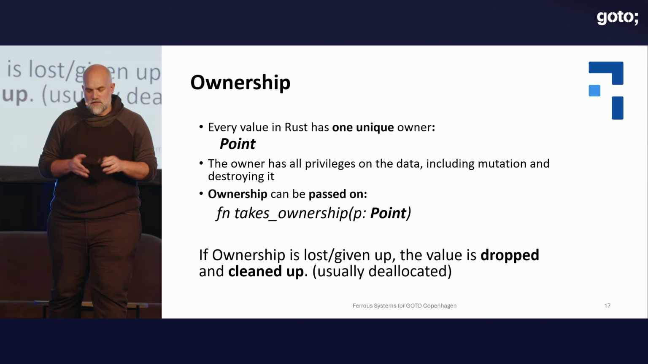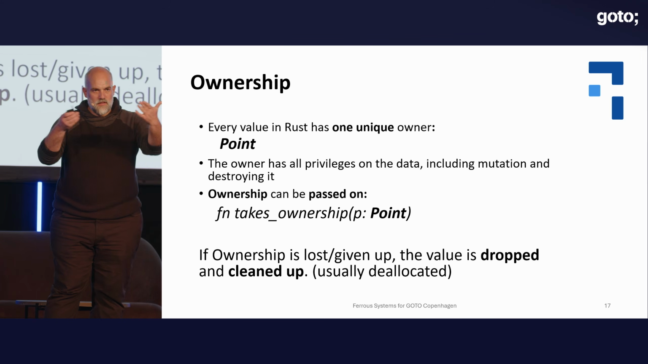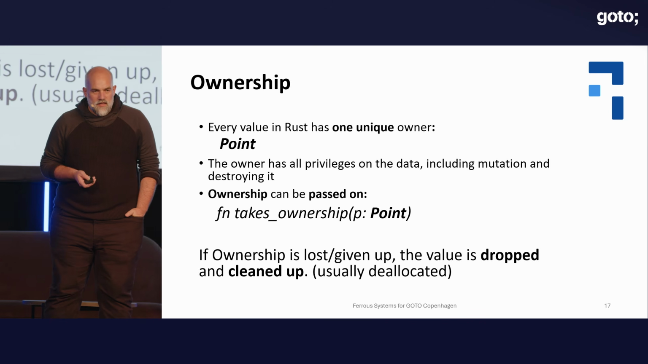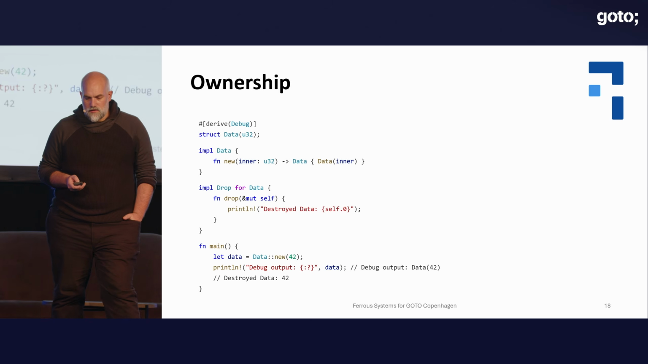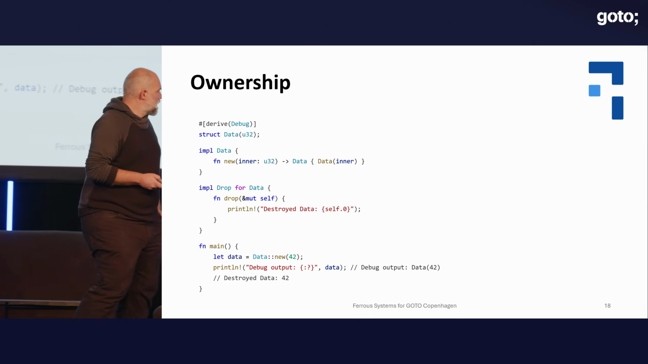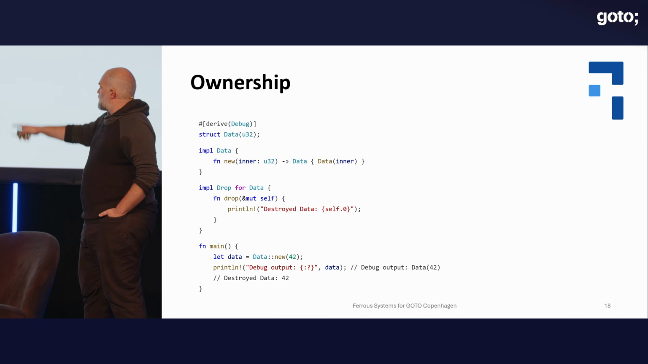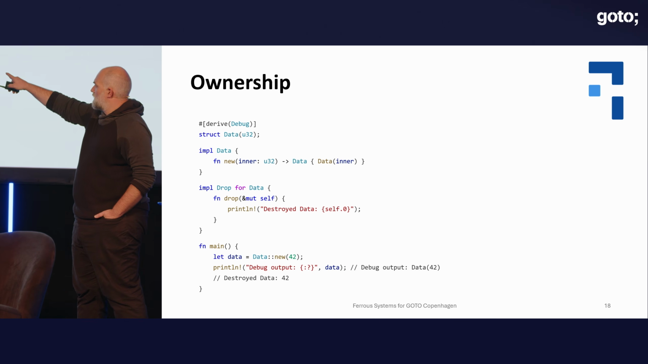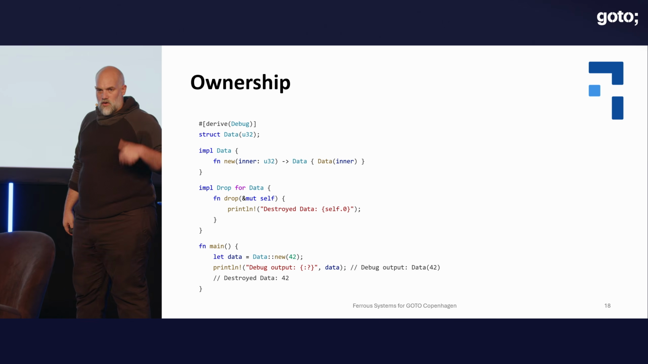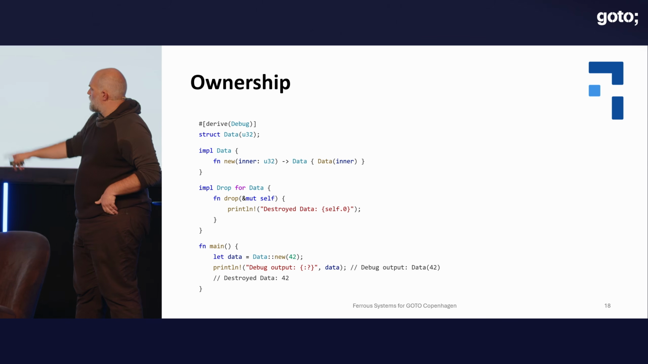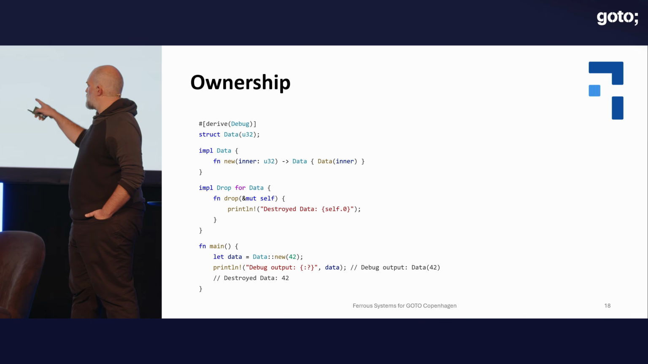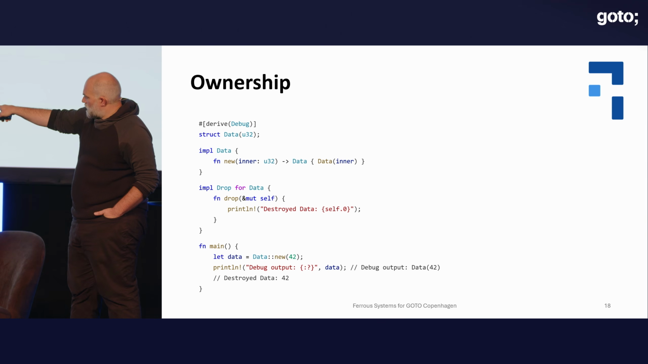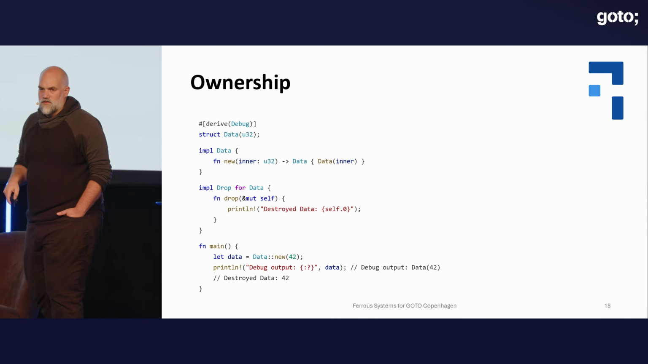So here's the function: it takes a point, and it takes ownership, giving away ownership of that data. And if ownership is lost or given up in some shape or form, the value is dropped and cleaned up, usually deallocated. So this is a piece of Rust code that does that. The most important thing here is I've implemented the drop trait, which is a way to actually hook into that destruction function. And here's a very simple program that just constructs this piece of data, prints out debug output, which immediately prints that. And the important thing is this last line. When I implicitly let this thing fall out of scope, it gets destructed.